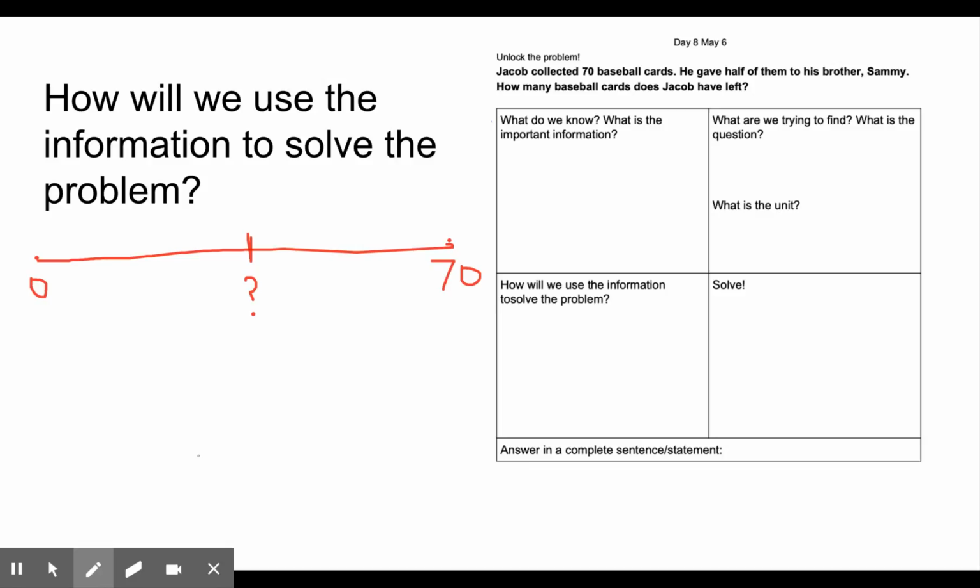Another way to do it is you know that 70 is the whole. You are trying to find half of 70. You could skip count from either direction until you found the middle. For example, first I might add 5, and I would get to 5. If I take 5 away, I would get to 65. And I would keep skip counting backwards until I met at the middle.